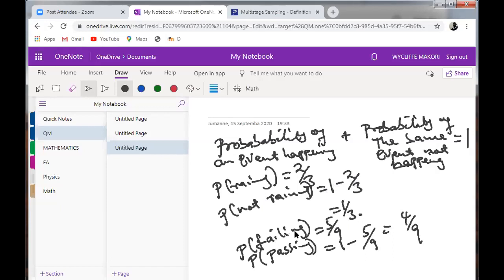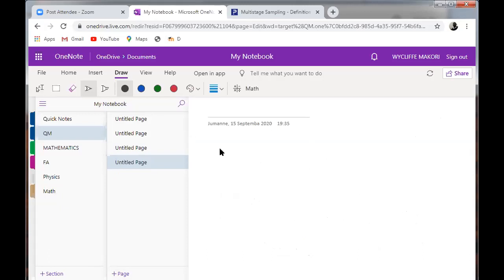If the probability of failing is 5/9, then one in this case is supposed to be given by 9/9. Now 9/9 - 5/9 is 4/9. If now we can employ this and we put it in the question that we have at hand, I will simply come and say this.